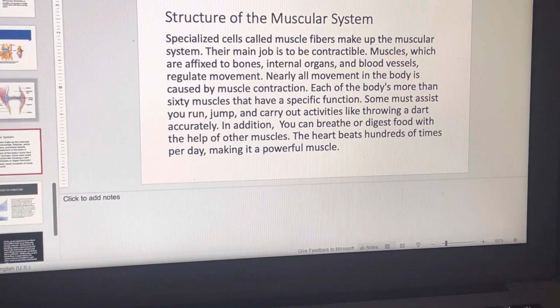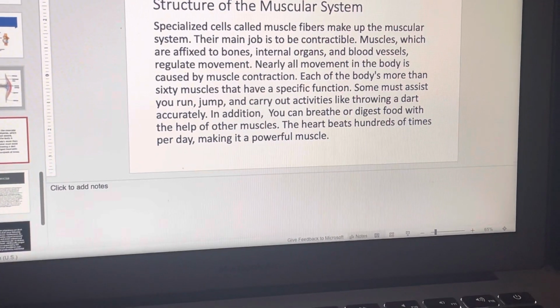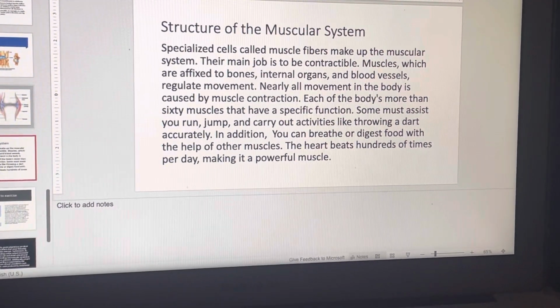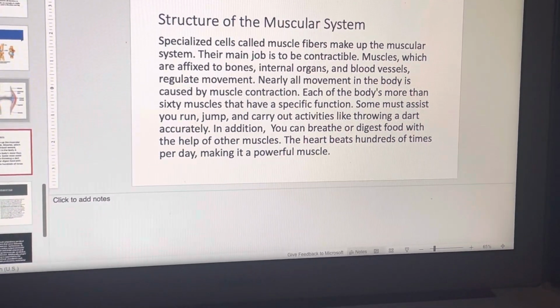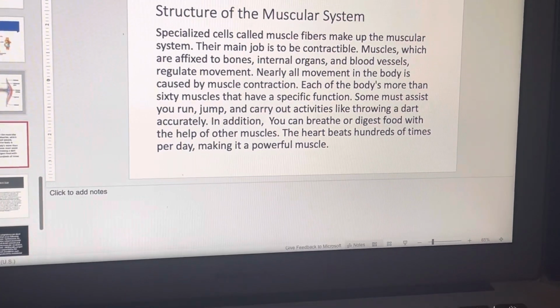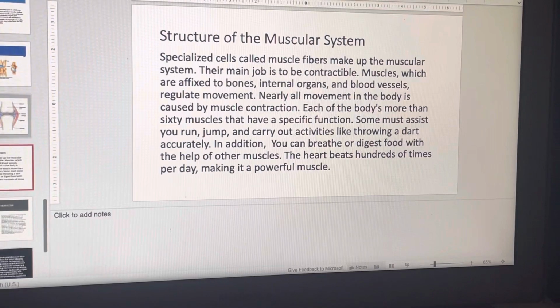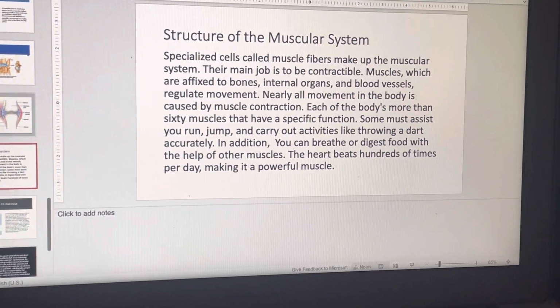Some must assist you to run, jump, and carry out activities like throwing a dart accurately. In addition, you can breathe or digest food with the help of other muscles. The heart beats hundreds of times per day, making it a powerful muscle.